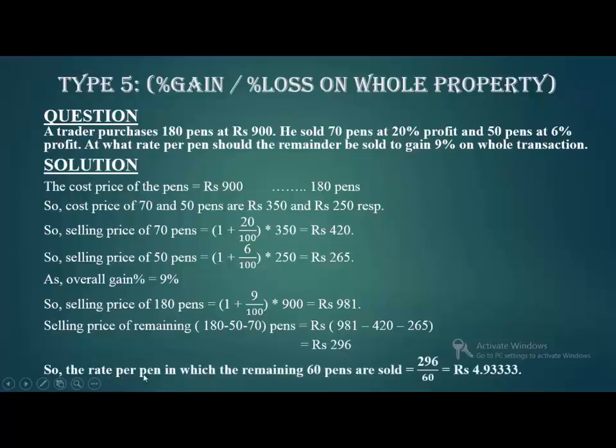So the rate per pen at which the remaining 60 pens are sold will be 296 by 60, which will result in rupees 4.93 per pen. So the trader should sell the remaining 60 pens at this price, that is 4.93 rupees, so that there is a 9% gain on the whole transaction.